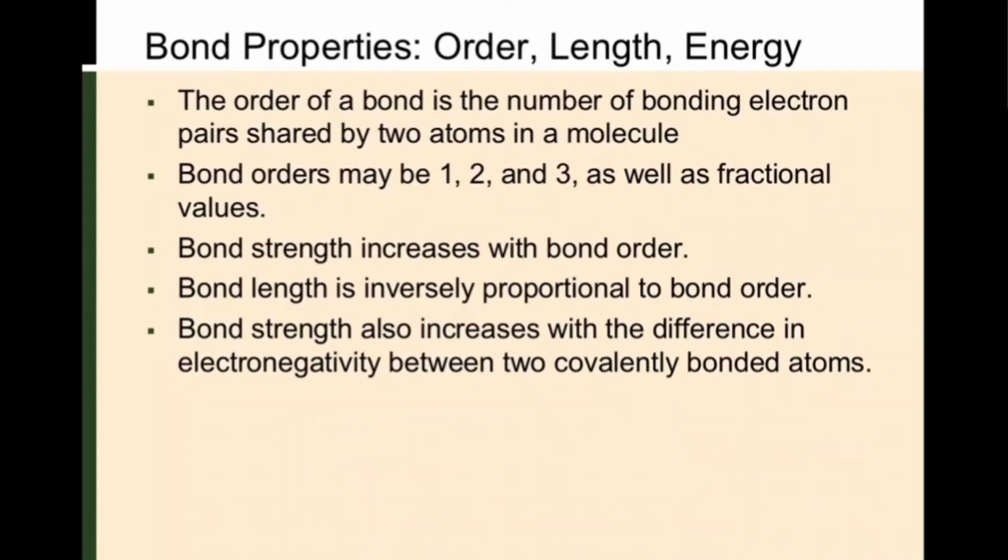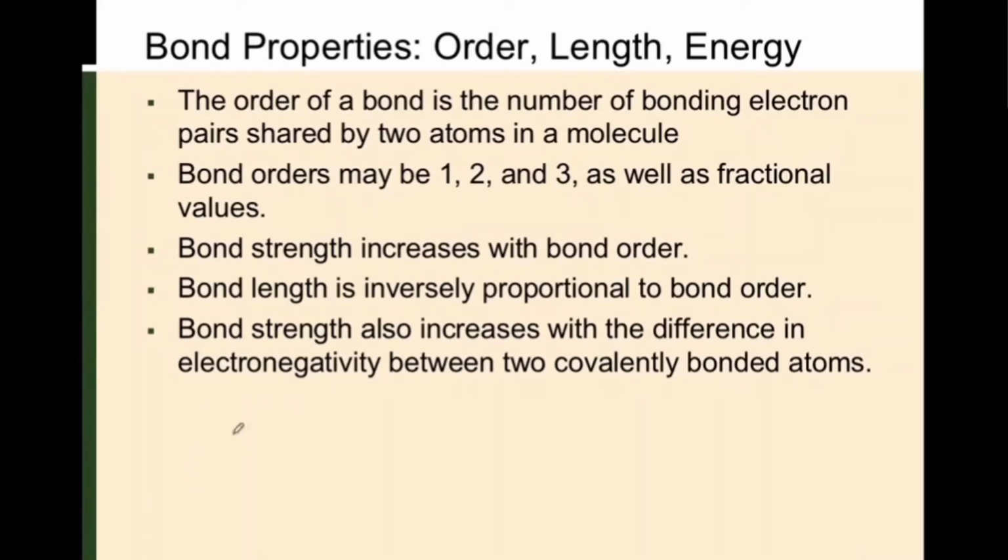So the order of a bond is the number of bonding electron pairs shared by two atoms in a molecule. Typically bond orders may be 1, 2, and 3, as well as fractional values. So you can have half a bond sometimes. Bond strength increases with bond order. Bond length is inversely proportional to bond order. So as bond order increases, the bond gets shorter.